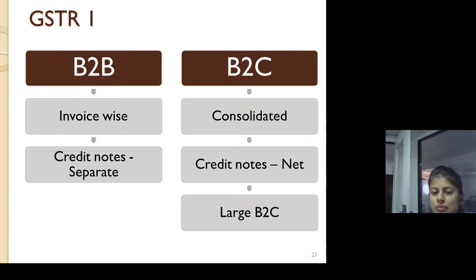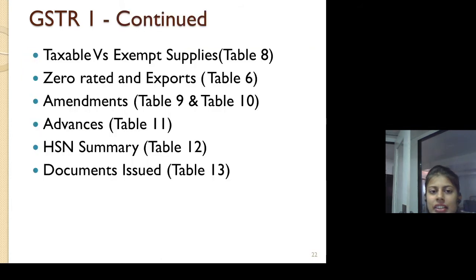For B2C, we have an extra option, that is large B2C. Now what is large B2C? If you are making taxable supplies of more than 2.5 lakh to a single consumer, then I should not include it in the B2C consolidated detail but in the B2C large column, which is there in GSTR 1. And then all other small B2C are to be consolidated. Even if the total is more, not a problem; only individually it should not cross 2.5 lakh to qualify as small B2C. I hope this is clear. If there is any doubt, please let me know.